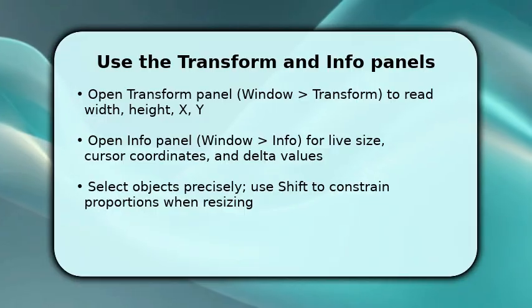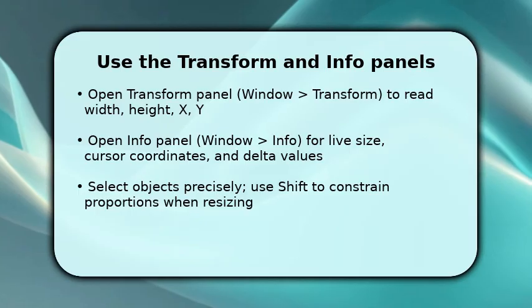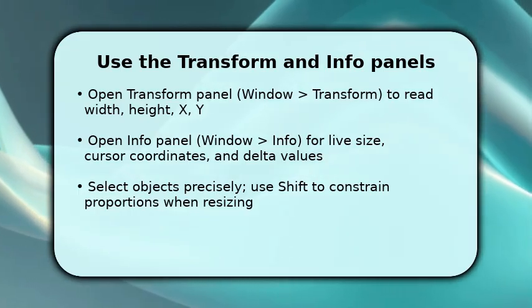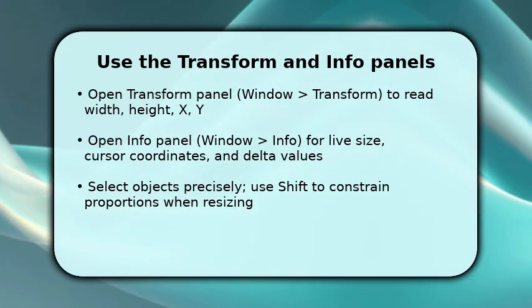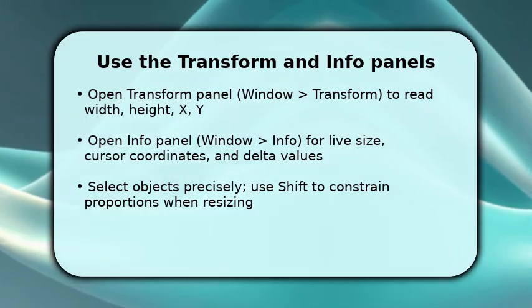When you select multiple objects, the Transform panel shows the group bounds so you know overall size. If you need proportional changes, hold Shift while resizing. This keeps the aspect ratio, while you check updated values in both panels.